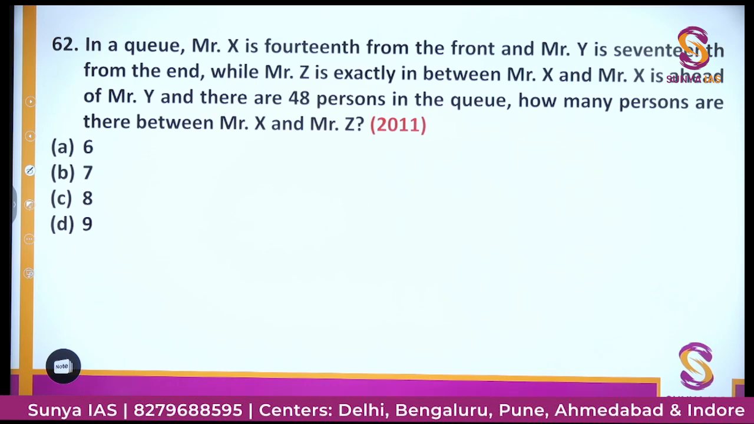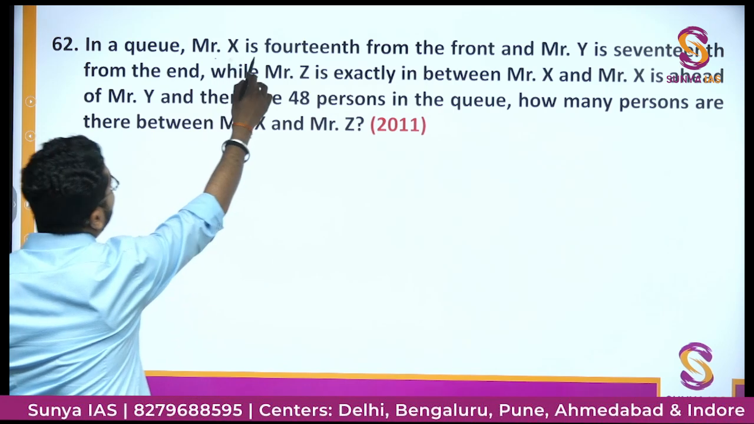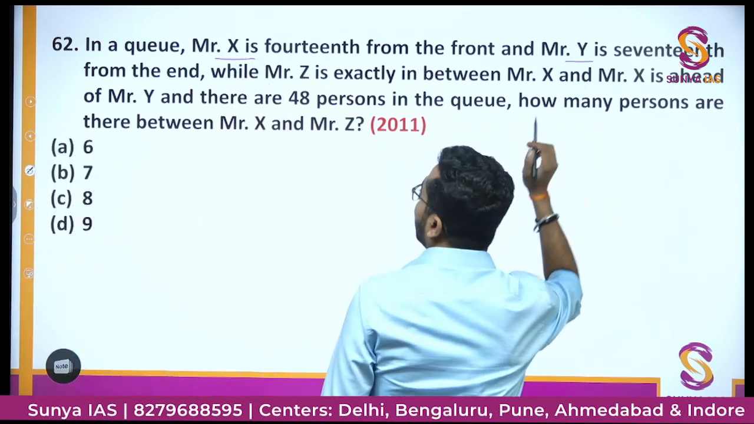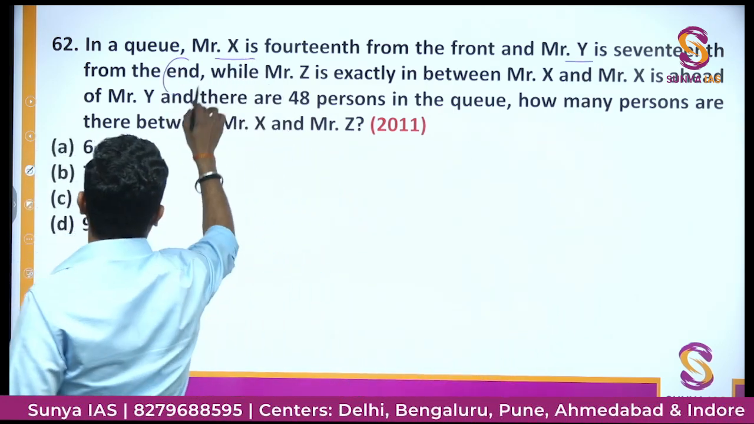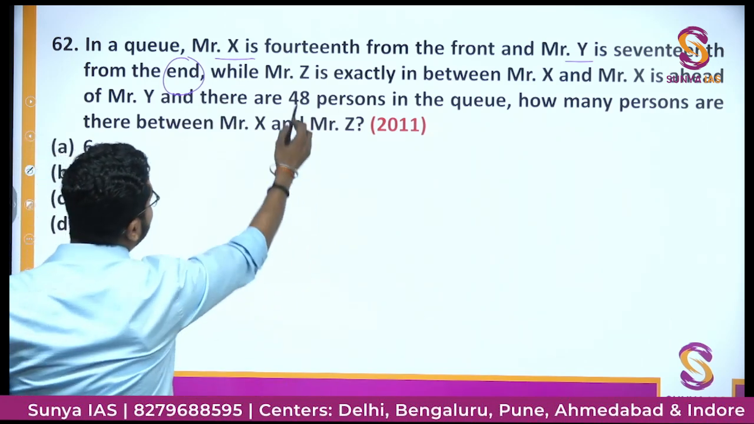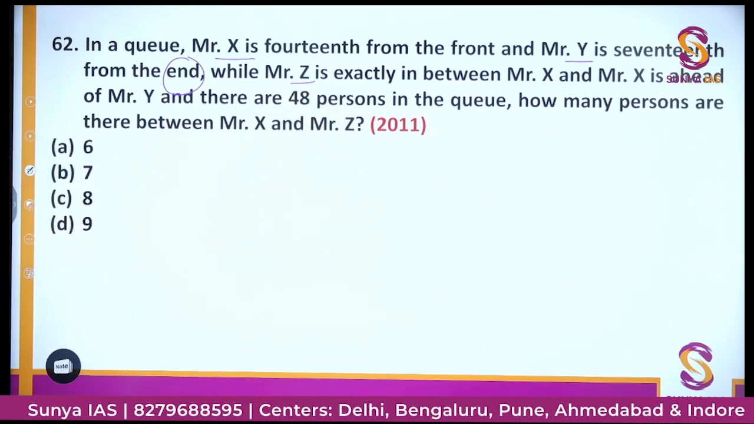In a queue, Mr. X is 14th from the front and Mr. Y is 17th from the end. Okay, it is not from the top. While Mr. Z is exactly between Mr. X and Mr. Y, and Mr. X is ahead of Mr. Y, and there are 48 persons in the queue.